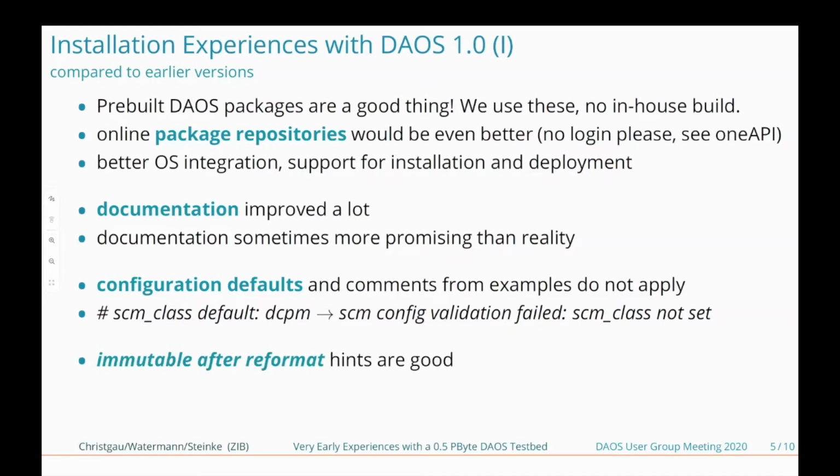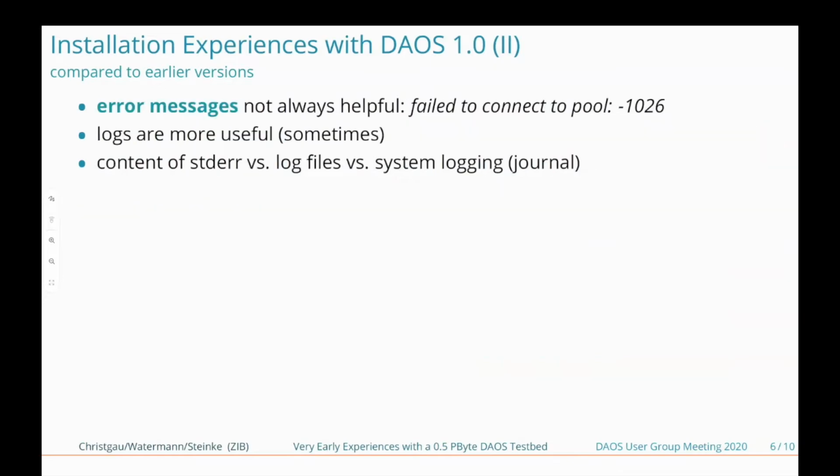What is really good compared to that are the hints in the configuration file when it comes to configuration options that would cause reformatting. So for example, the system name is only a name at first glance, but if you look into the details, it appears to be so important that you should reformat the system if you change that name. Therefore these immutable-after hints are really, really helpful. So this is actually a good thing here.